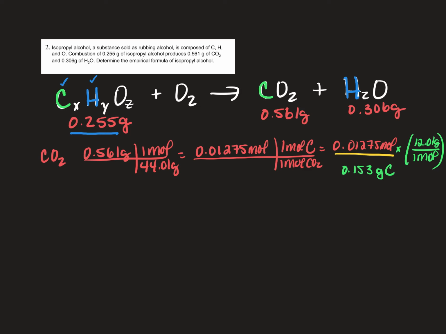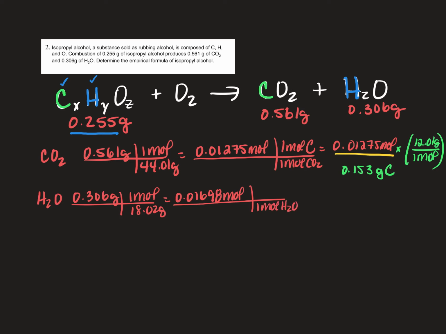Okay, so now I'm going to move on to the hydrogen. So for H2O, I have 0.306 grams, and I know in 1 mole, there's 18.02 grams. So 0.306 divided by 18.02 gives me 0.01698 moles. But remembering that in 1 mole of water, there's 2 moles of hydrogen. So for hydrogen, I have 0.03396.